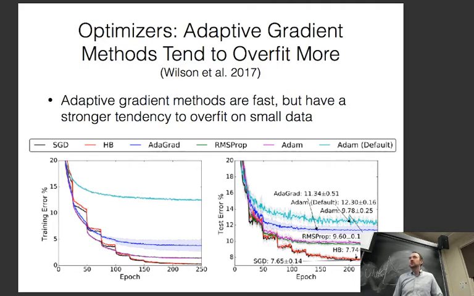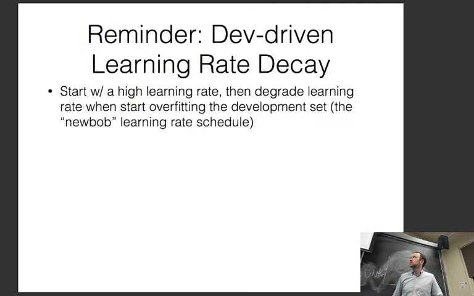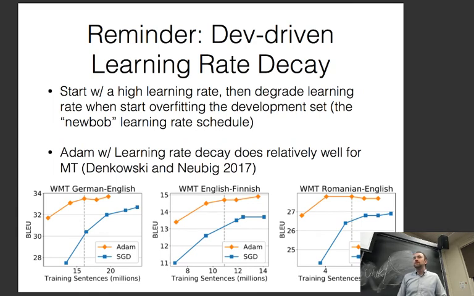Yeah. So adaptive learners, learners that keep a running average, are supposed to reduce variance. Yes. So how is that consistent with the adaptive methods overfitting?